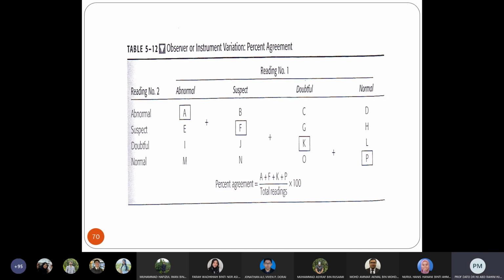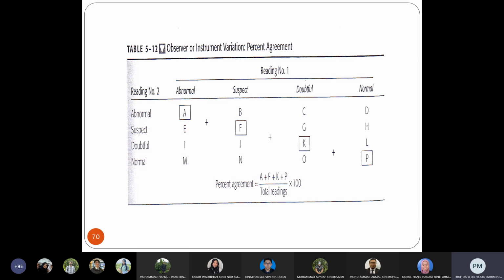So there are two readers here. Let's say number one is the teacher, the chief pathologist of the hospital, and the other is the trainee. So we have abnormal, suspect, doubtful, normal. The same thing with the reader. When he reads, actually he may have a different opinion. So this is the situation.